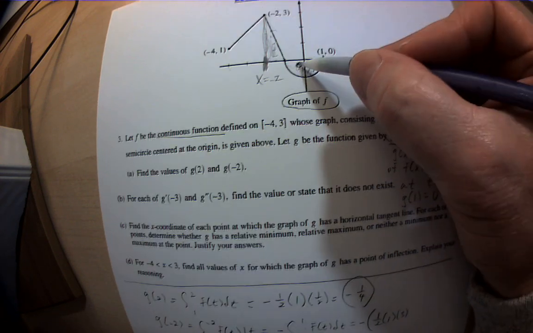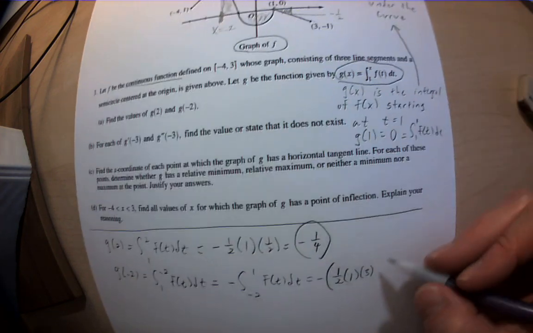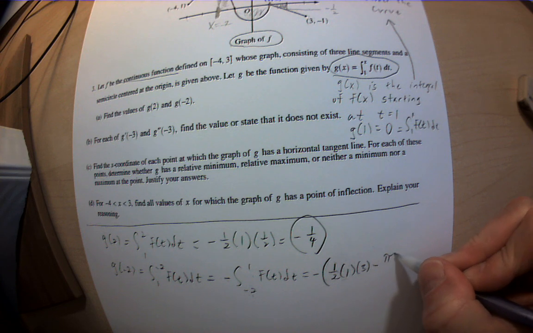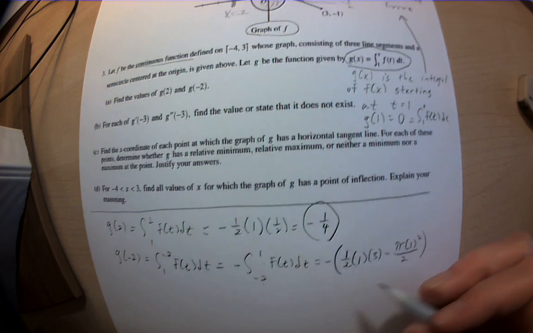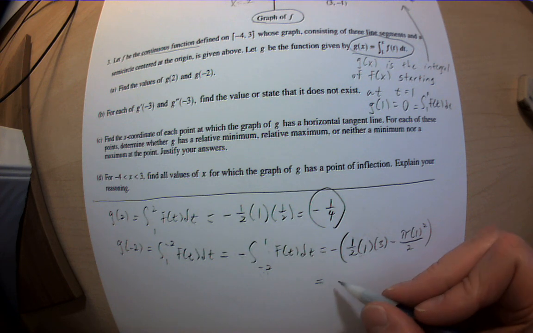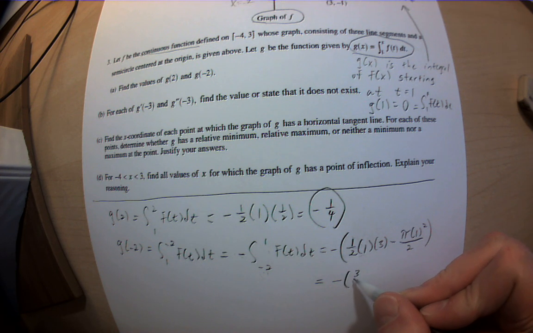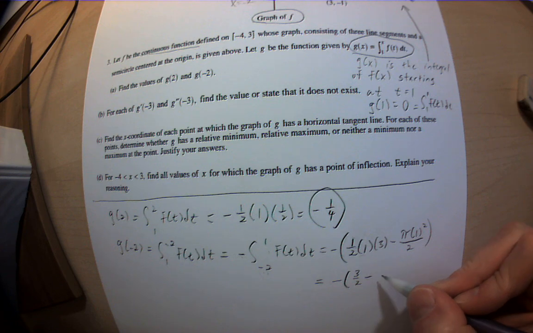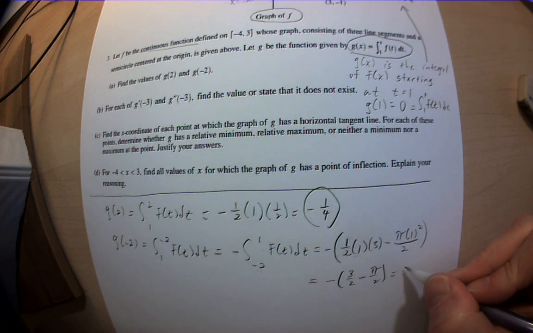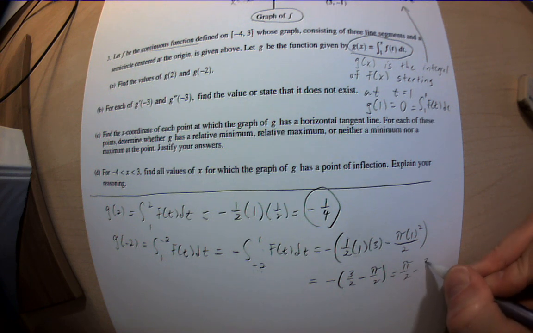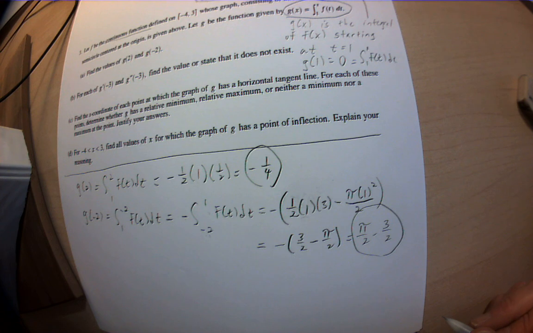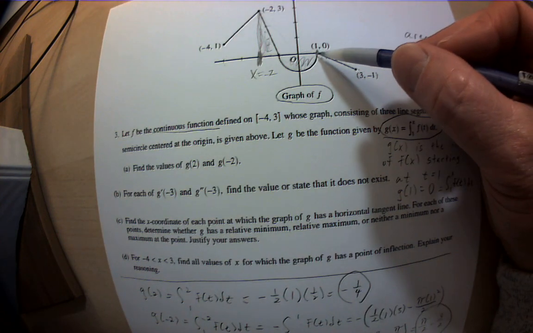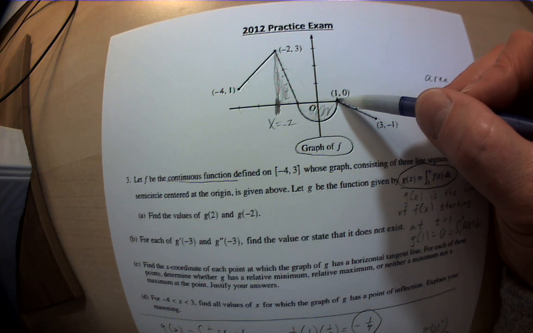Now, this area is below the line going forward, so it's minus pi r squared over 2. So I end up getting -3/2 minus pi over 2. You can leave it that way, or you could write pi over 2 minus 3/2. That's the answer.